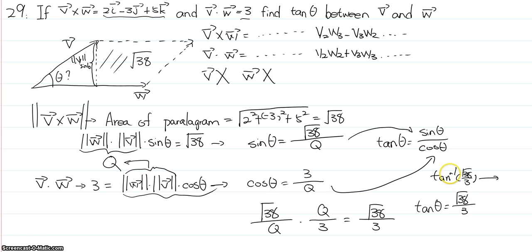This is the amazing part, that you can actually find out theta just using the dot product and the cross product without even finding the theta itself.